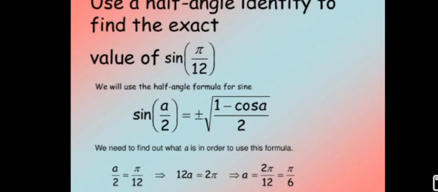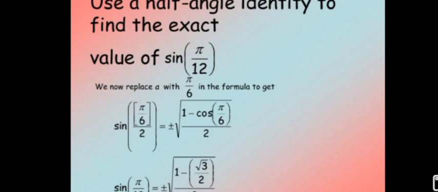a over 2 is equal to pi over 12. So a is equal to 2 pi over 12, which is pi over 6. To find the value of sine of pi over 12, we now replace a with pi over 6 in the formula to get sine of (pi over 6) over 2 is equal to positive or negative square root of (1 minus cos of pi over 6) over 2.